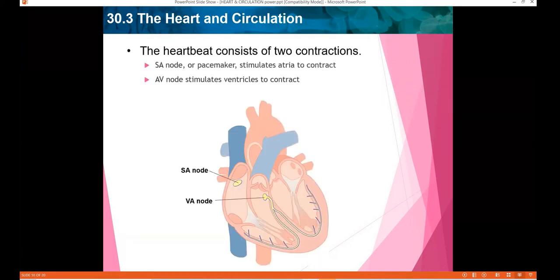The heartbeat consists of basically two contractions which are controlled by the SA node. What is known as SA in the SA node, girls? Which is sino.